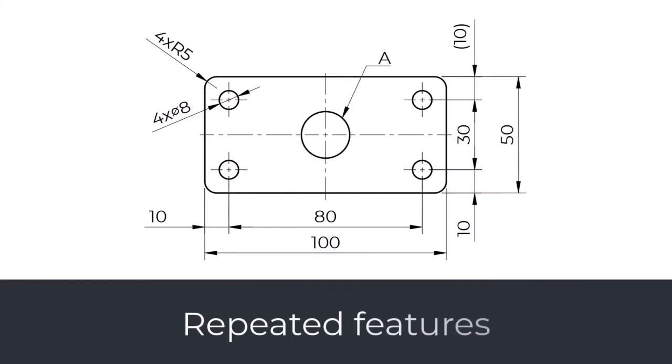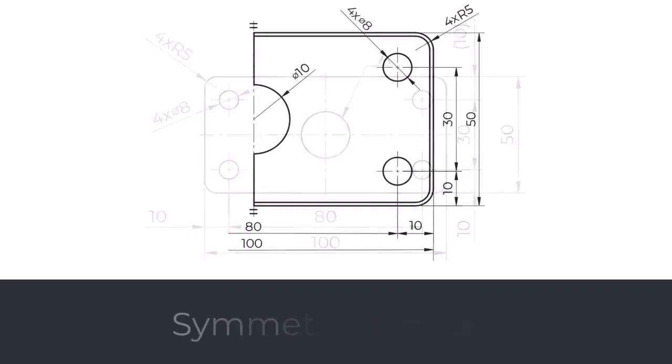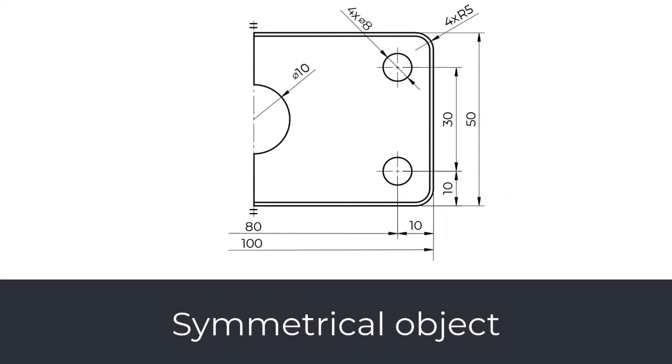Repeated features. When we have multiple features with the same dimensions, we can dimension only one feature and note how many times this dimension is repeated. Symmetrical object. When we have to dimension a symmetrical object, we can simplify the drawing by creating only half of the object and indicate the symmetry line.